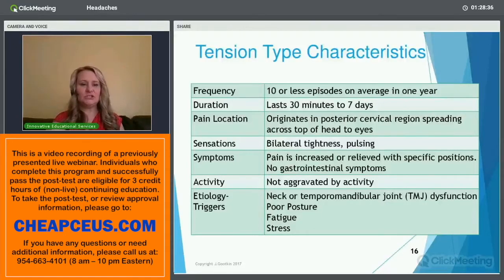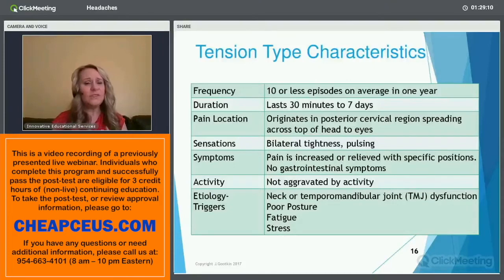The key here is that tension headaches are bilateral. So if someone is experiencing bilateral discomfort in this region, that is going to give you a little clue that it is more of a tension type headache. And if it does hit in that posterior cervical region and comes up on top of the eyes, above the eyebrow, it's not behind the eye, it's not in the eye, it's above the eye. So it truly feels like that cap squeezing the head.